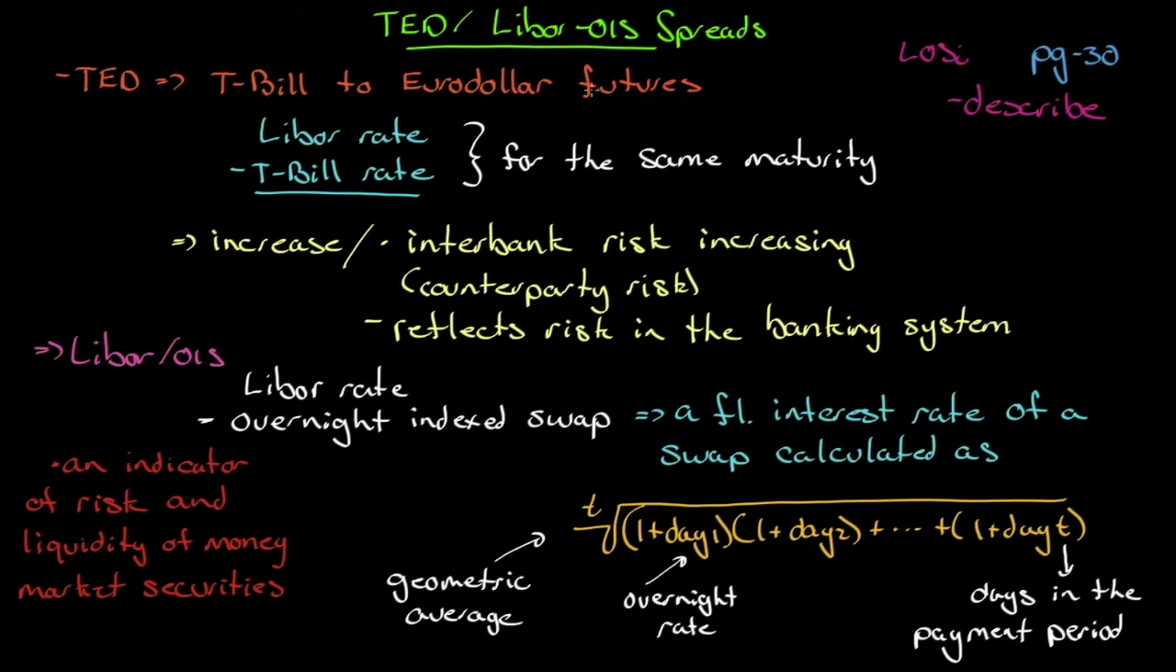So T-bill to Eurodollar futures. Remember, T-bills are less than 1 year, so we're looking at the LIBOR rate: whatever the LIBOR rate is minus the T-bill rate for the same maturity. So 3-month LIBOR minus the 3-month T-bill rate will give you a TED spread. If we see an increase in the TED spread over time, it means that interbank risk is increasing, because LIBOR should reflect the risk in the interbank lending market, whereas the T-bill rate is considered risk-free. So the spread must be measuring interbank risk.